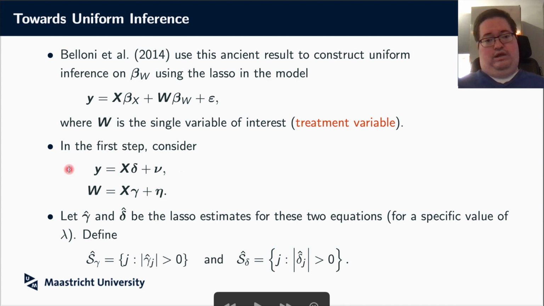And then they do the Frisch-Waugh setup. So they consider regression models, first, y on x and w on x. And rather than doing that, of course, with least squares, which is not possible because these are high dimensional, you do that with the lasso. You can use the lasso or the adaptive lasso or whatever variant you want. You estimate these regressions. And then, this is the crucial step, you collect all the variables which are selected. So you create these sets, S hat gamma and S hat delta, which contain all the variables that were selected in these two regressions.